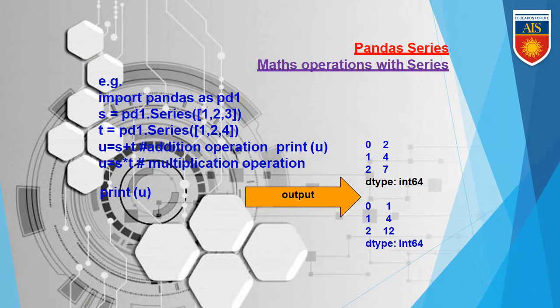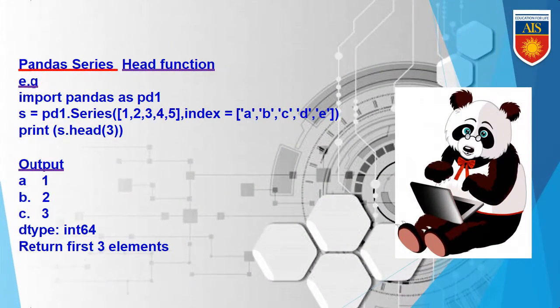Next option is math operations with Series. So import pandas as pd1, s equal pd1.Series([1, 2, 3]), t equal pd1.Series([1, 2, 4]), u equal s plus t. Over here we are going to use the addition operator. Print u. So u equal s into t, the multiplication operator. That means in the case of math operations we can use our math functions this way, and after that we will get the output.